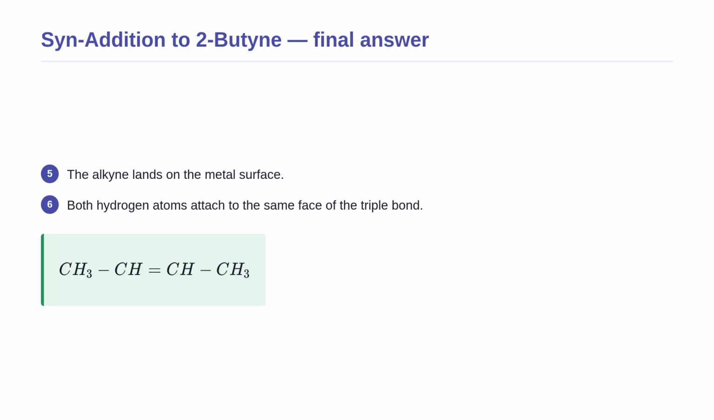Continuing with our reaction, the alkyne molecule lands on the palladium surface. Because of the surface geometry constraints, both hydrogen atoms must attach to the exact same face of the triple bond. This yields our final product, 2-butene. Physically, this means the two bulky methyl groups are pushed to the same side of the new double bond, creating a very specific three-dimensional geometry.